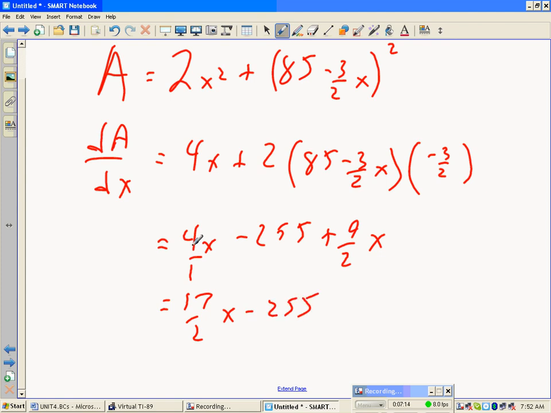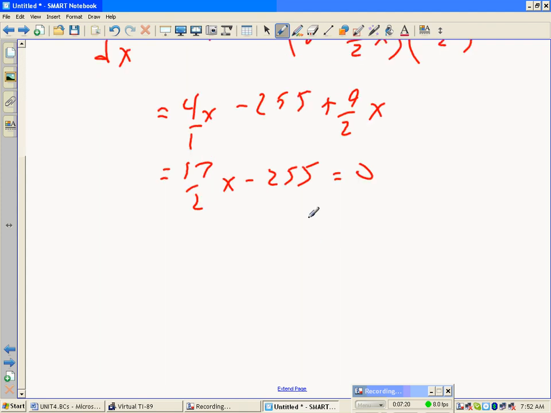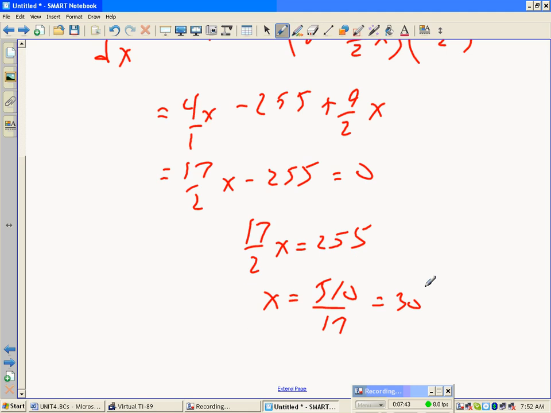So what do you want to know about this derivative? When it's 0. So when is it? What do you do? Add the 255, okay. And multiply by 2 and divide by 17. Well, if you multiply by 2, you get 510, don't you? If you divide by 17, it goes evenly, doesn't it? How many? 30.